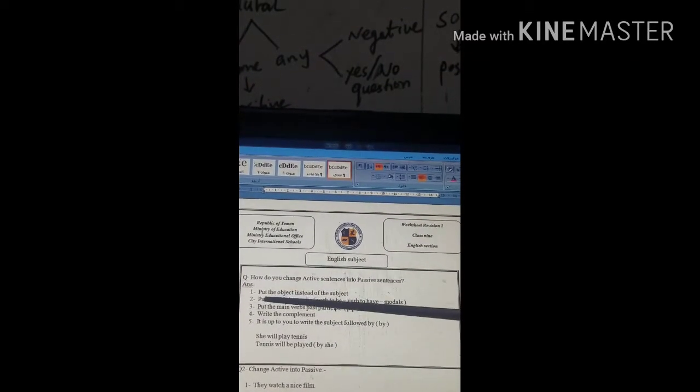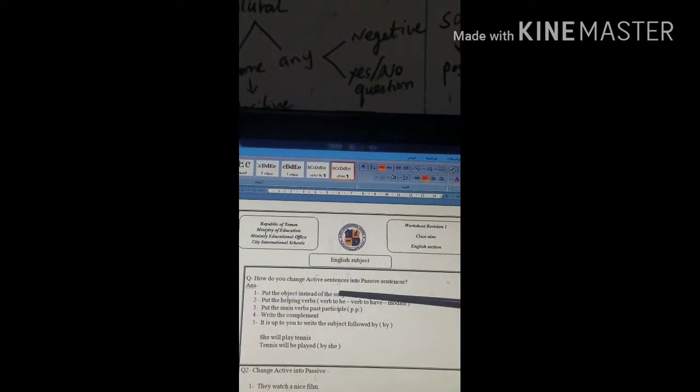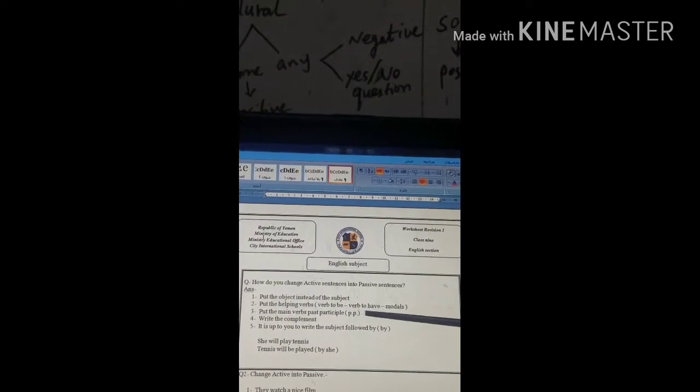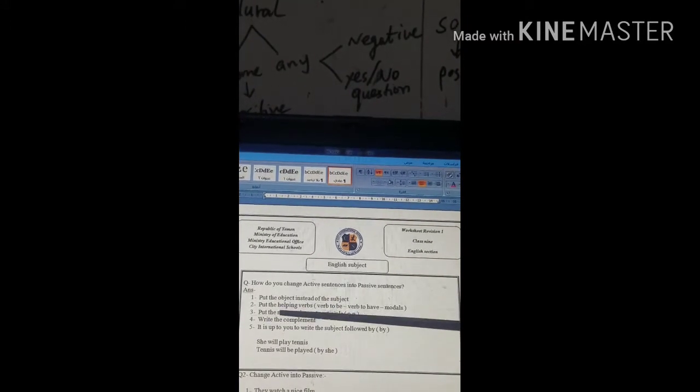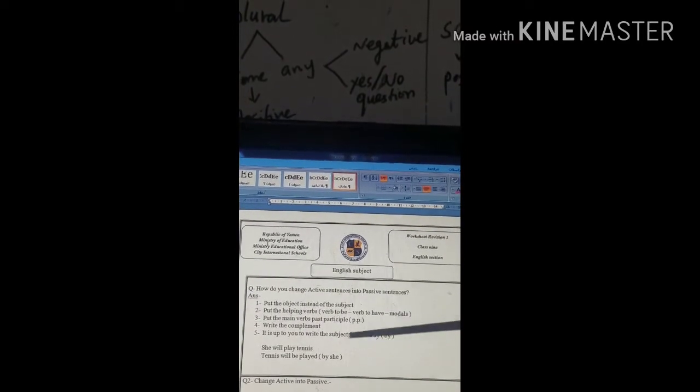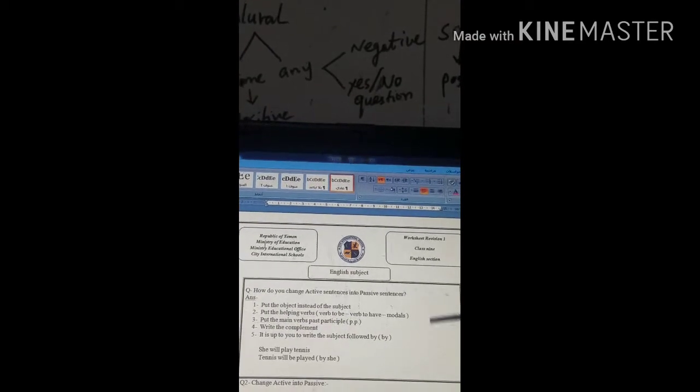Here they said put the object instead of the subject. Then put the helping verb, verb to be, verb to have, and modals. Then you have to put the main verb. The main verb, the action done in the sentence, will be in past participle, PP. Then if we have a complement, complete it. Then you will write the subject at the end, but you have to follow that by.